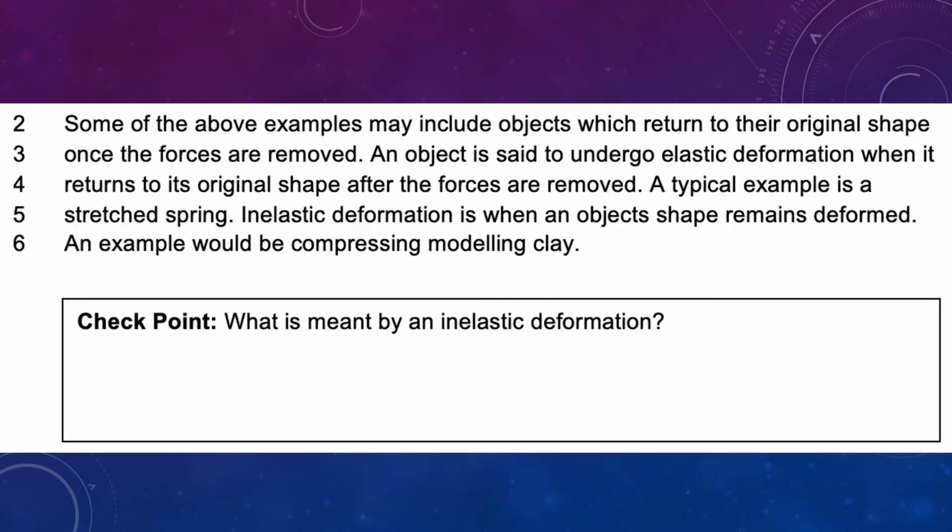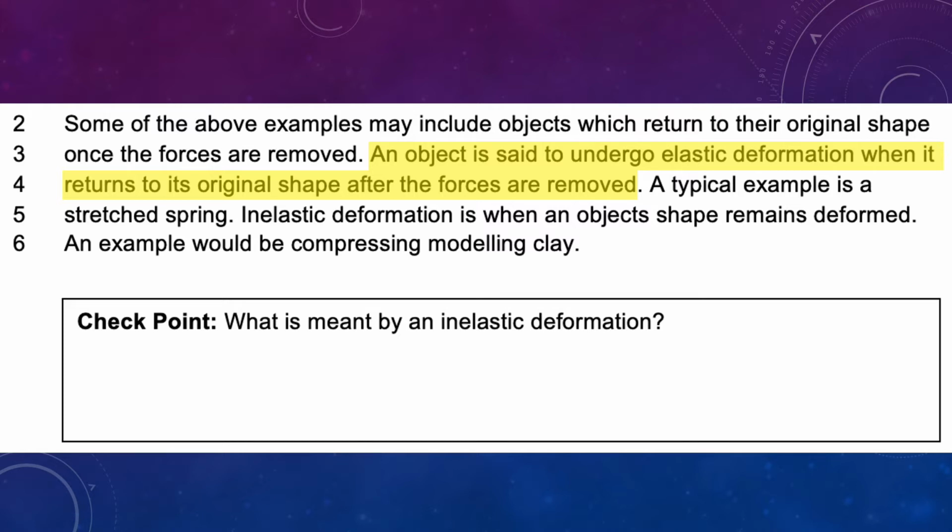All right, so now let's talk about this deformation stuff. Some of the above examples may include objects which return to their original shape once those forces are removed. All right, so think of a spring again. An object is said to go through elastic deformation when it returns to its original shape after the forces are removed. So that's your first definition right there. All right, and if you want to underline elastic deformation, then go ahead and do that.